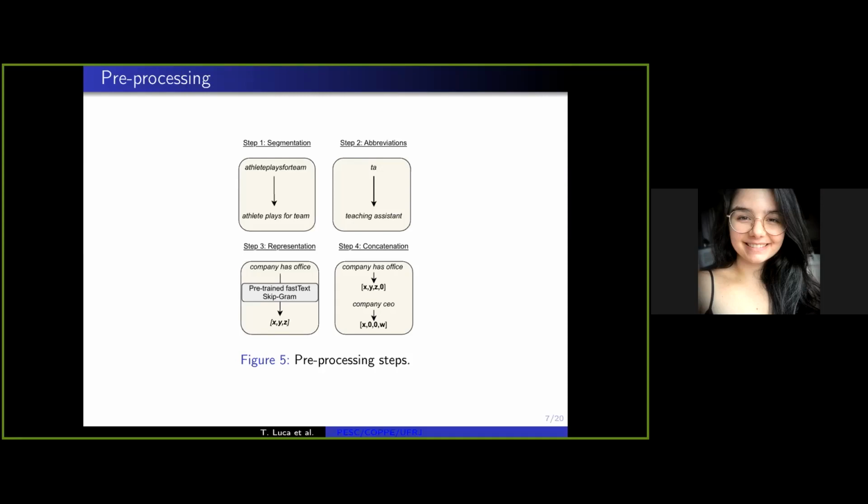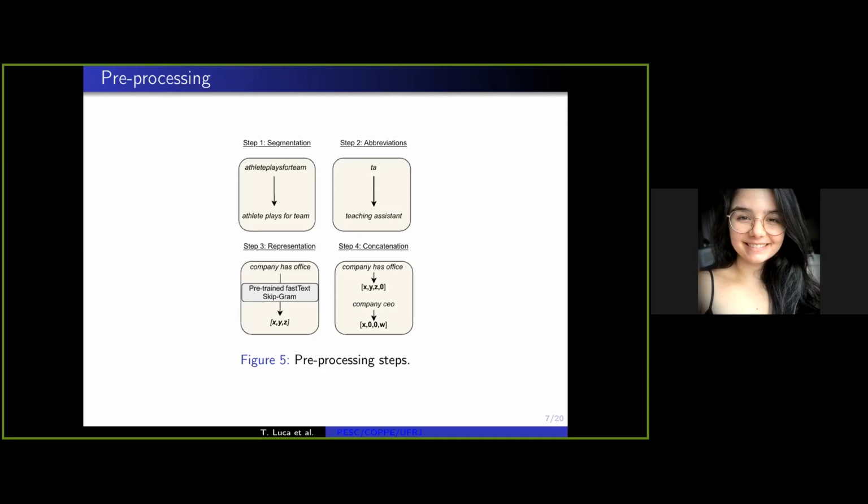As in our data sets we have some abbreviations, we have a pre-built dictionary to replace abbreviations by their full form, like TA, which stands for teaching assistant. The third step is representation. As we are focused on transferring vocabulary, we also want to take advantage of the context in which those words appear. So we use a pre-trained fastText skip-gram model trained on Wikipedia corpora.